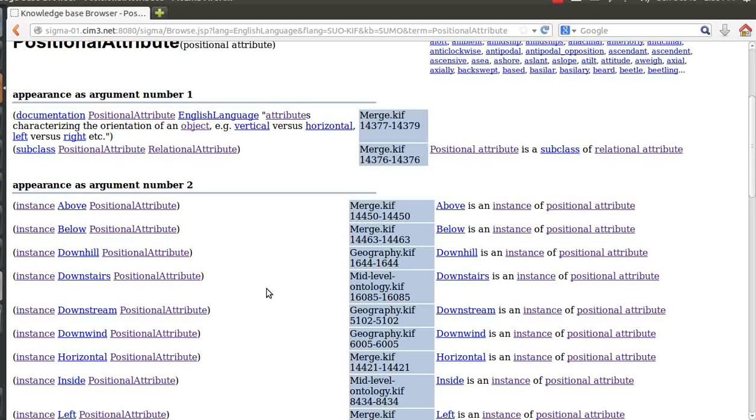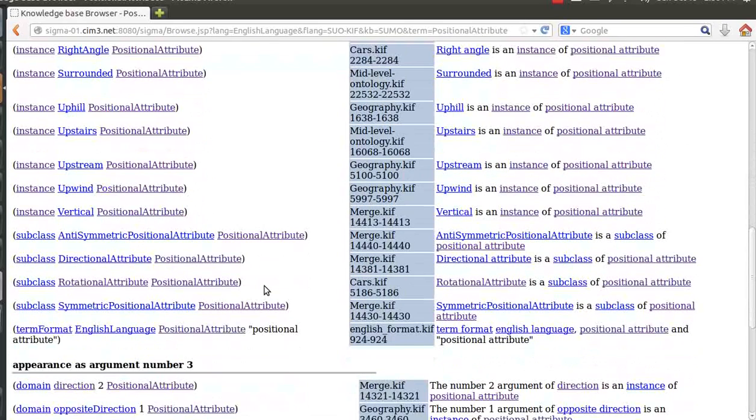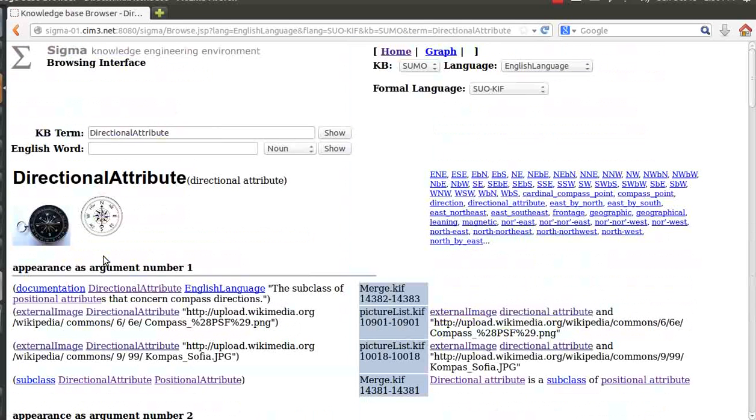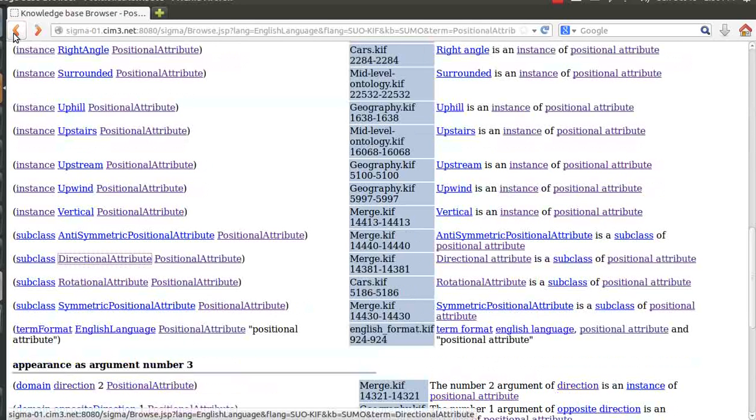Okay. So let's see, in this case, we want to look at directional attributes. Directional attributes are the attributes that concern compass directions. So you can see all the ones we'd expect, including south. But look at that, it's an instance. It is an instance, yes. South is an instance of the class of all directional attributes. Attributes are instances.